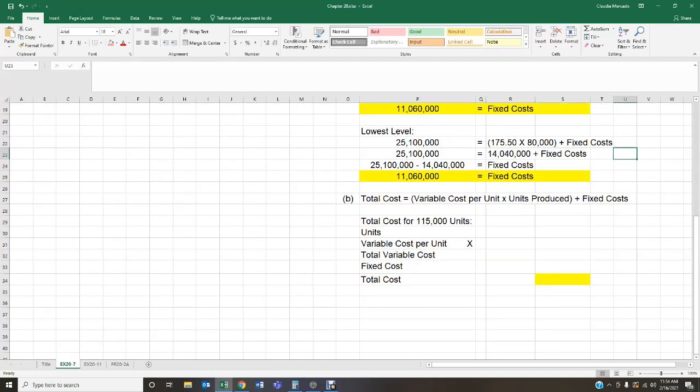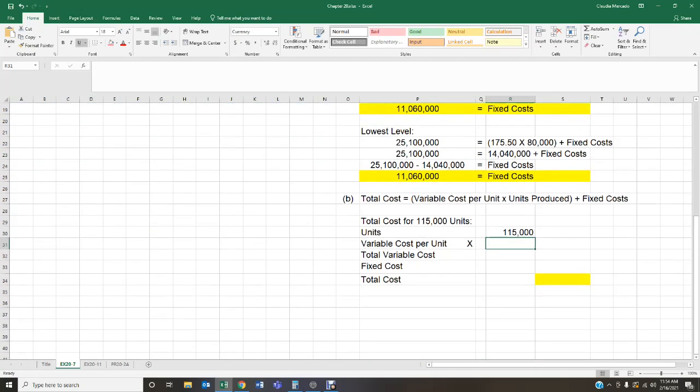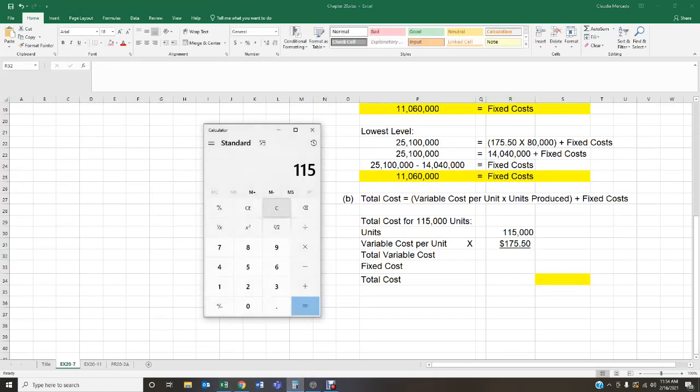Okay, so this is what we're going to have. The total cost for 115,000 units. First, we're going to start off with our units. How many units are we producing? Well, we're producing 115,000 units. I'm going to multiply that by my variable cost per unit, and my variable cost per unit is 175.50. That's going to give me a total variable cost of 20,182,500.